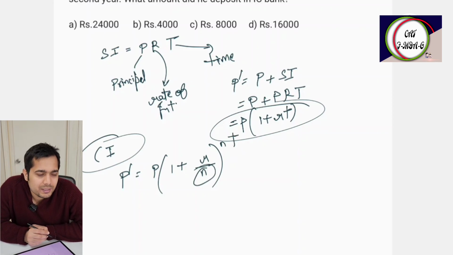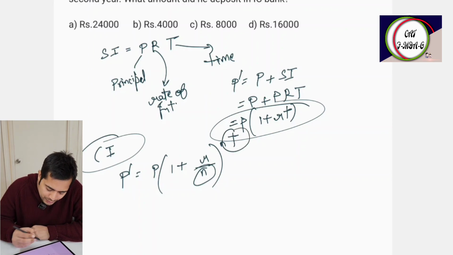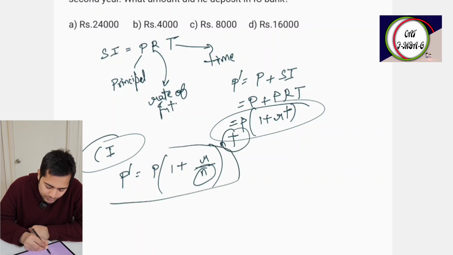So let us say one bank is compounding every year, one bank is compounding every 6 months, then N will be 2. One bank is compounding after every 4 months, then N is equal to 3. And T is equal to time. So this way you can find P dash.